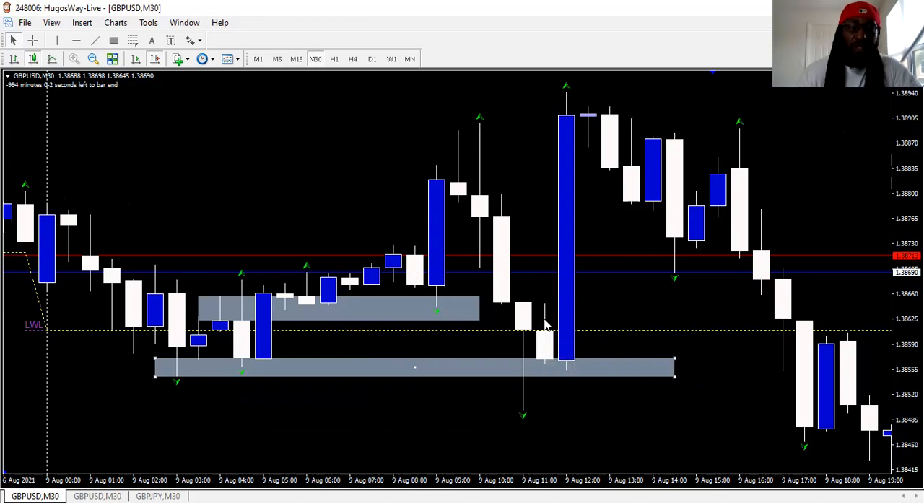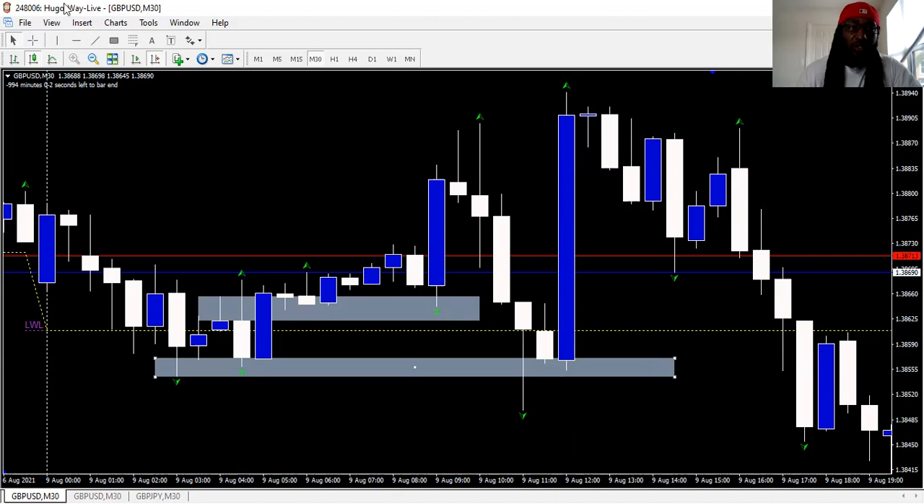Next candle open up, open up below that low, but what did it do? It come right back to the zone, rejected. Next candle open up, you got a retest with this wick, buy. You got rejection, buy.